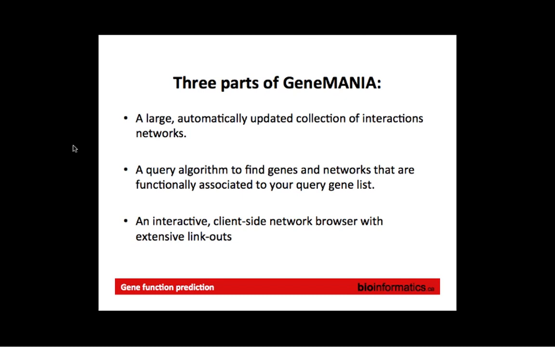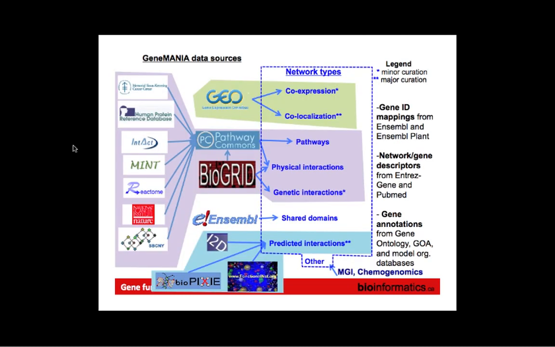So that ends up actually being fairly useful, and I'll talk about that a little bit more with the Cytoscape plugin, GeneMania. So there's three parts of GeneMania: this automatically updated database of interaction networks, the query algorithm that searches the interaction networks, and this interactive website that allows you to browse the results. And there's a lot of link outs, so if you want to find out more information about genes or networks, you can connect back to the original data.